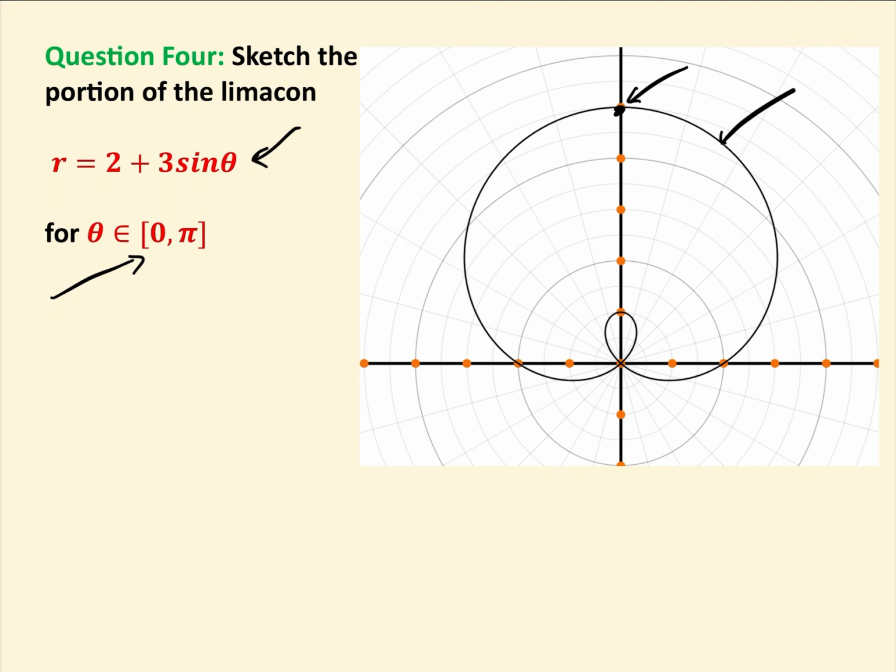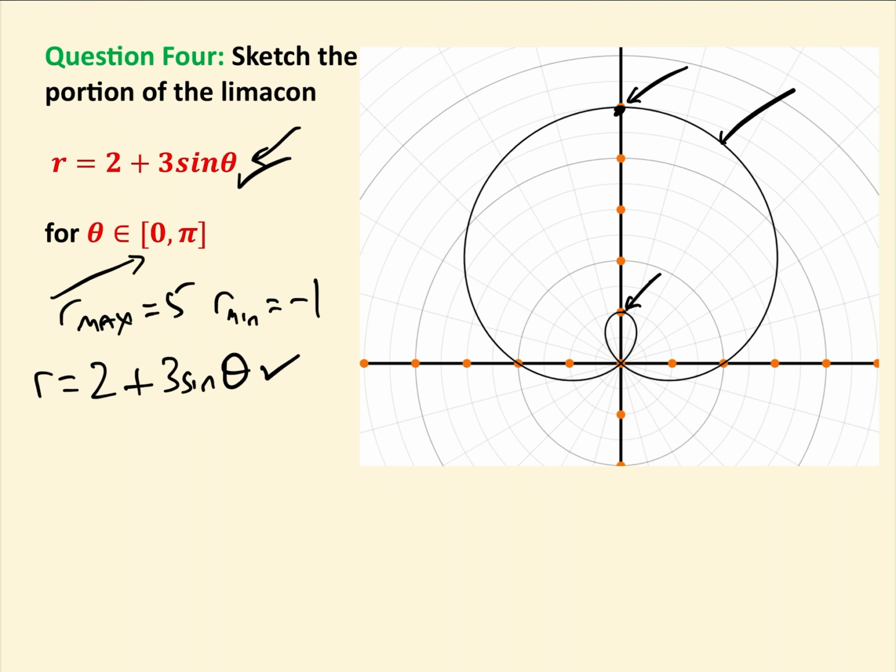1, 2, 3, 4, 5. So we know that r max is equal to 5. And we know that r min, because it's an inner loop limacon, is equal to minus 1. This one, of course, is always minus on an inner loop. And therefore r is equal to a, which is 5 plus minus 1 over 2, which is 2, and b is 5 minus minus 1 over 2, which is 3, sine theta. So yes, that equation there is indeed the equation of that.